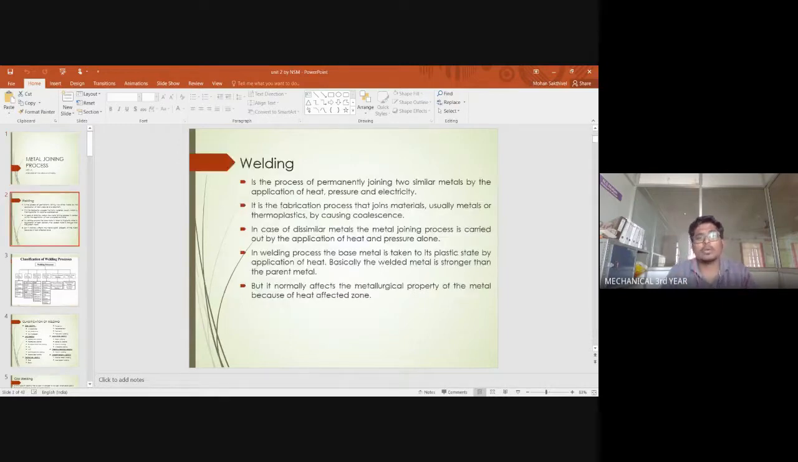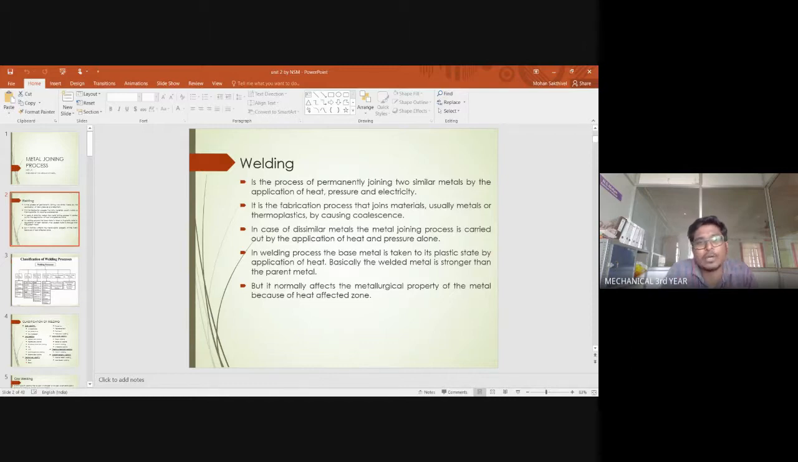So welding is the process of permanently joining two similar metals by the application of heat, pressure, and electricity. Either heat should be used, or pressure should be used, or electricity can be used. It is not necessary that all these three applications are required for completing a welding process. Either heat and pressure may be used, or electricity or heat may be used. It depends on the type of welding process we are going to use.